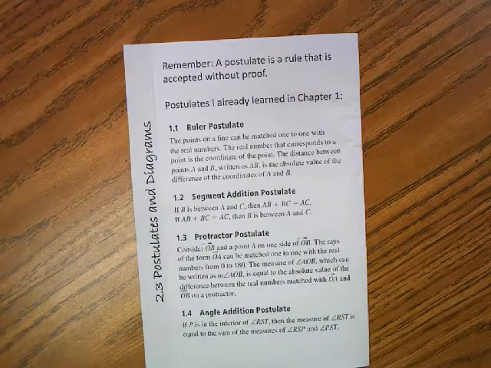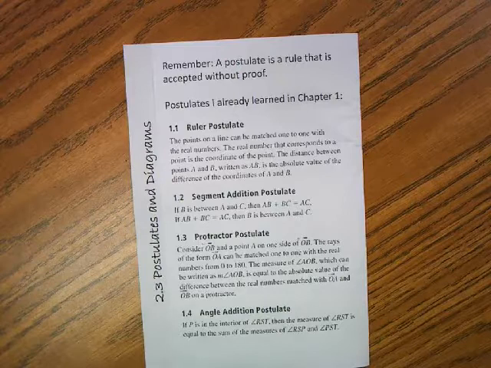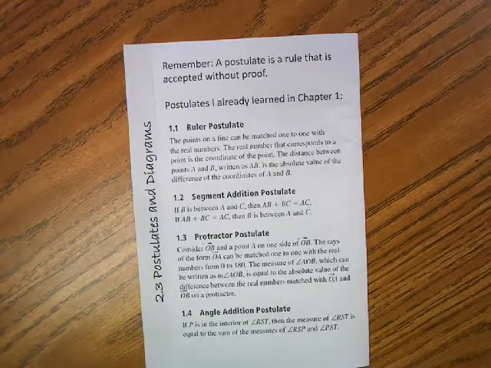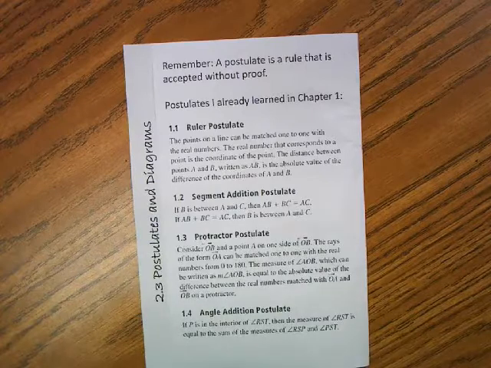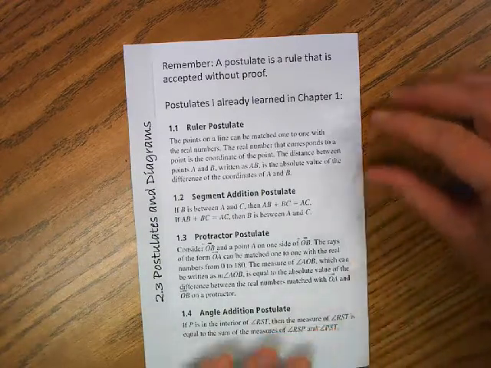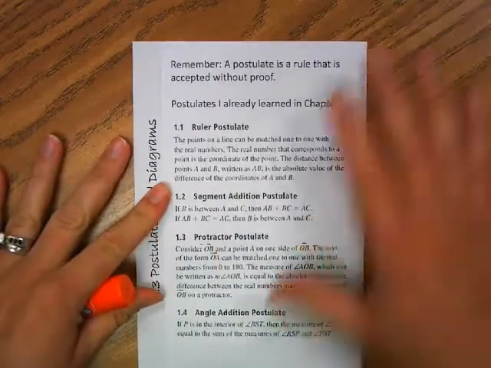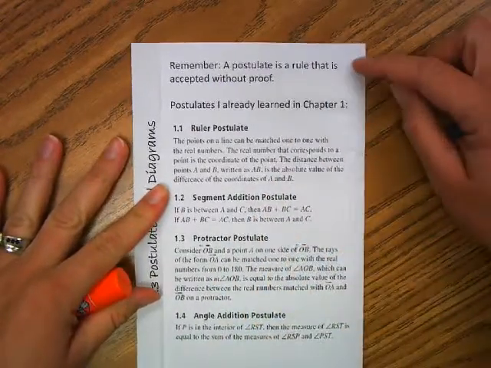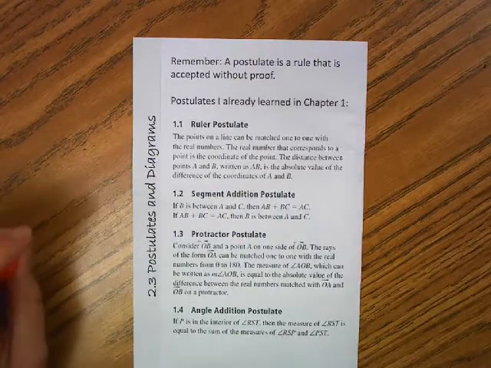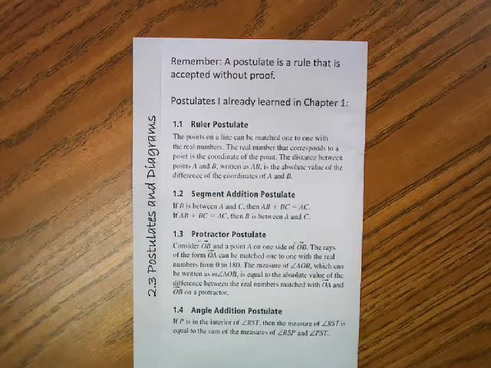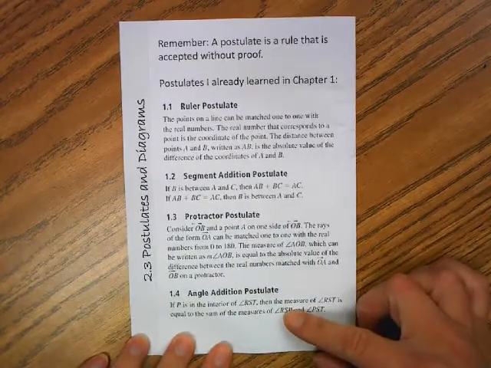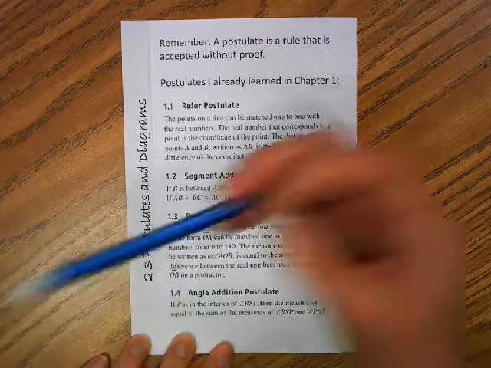Moving on to section 2.3. Section 2.3 is basically a review of a lot of the vocabulary that you learned back in chapter 1. So on page 16 in your notes, it just gives you a little reminder of what a postulate is. A postulate is a rule that is accepted without proof. And then another reminder of all the postulates that we talked about back in chapter 1.